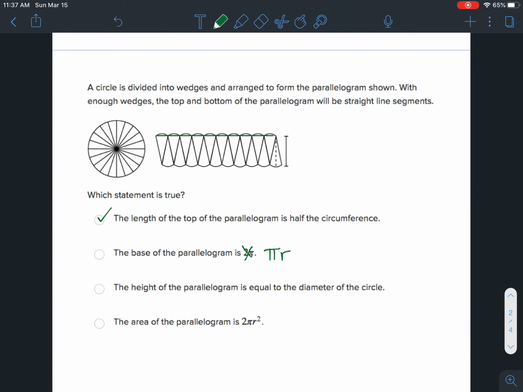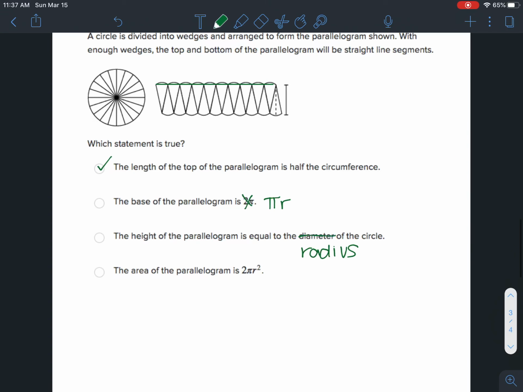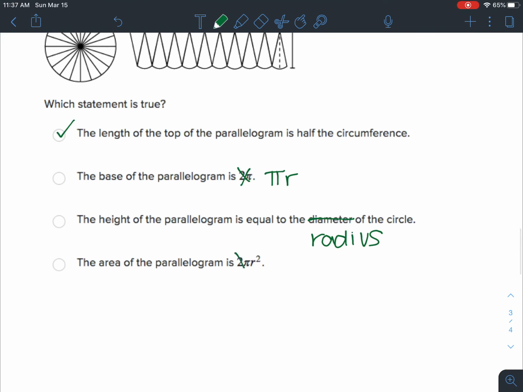The height of the parallelogram is equal to the diameter of the circle. It's not the diameter, it's the radius. And then the last one, the area of a parallelogram is 2 pi r squared. That first 2 needs to be taken out of there. Area of a circle or of a parallelogram made from a circle is just pi r squared.